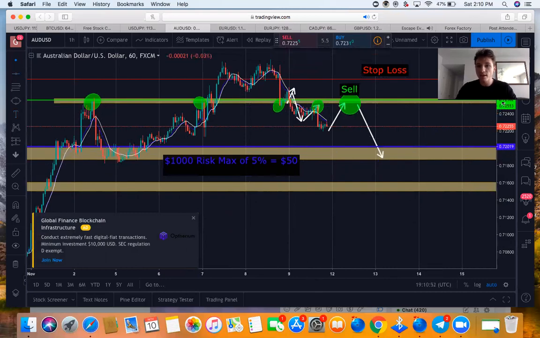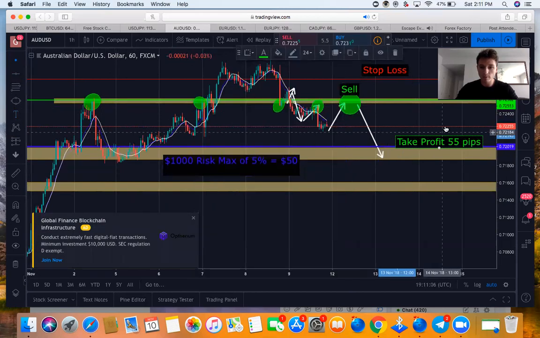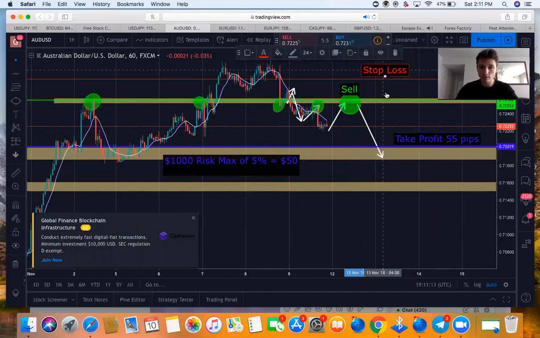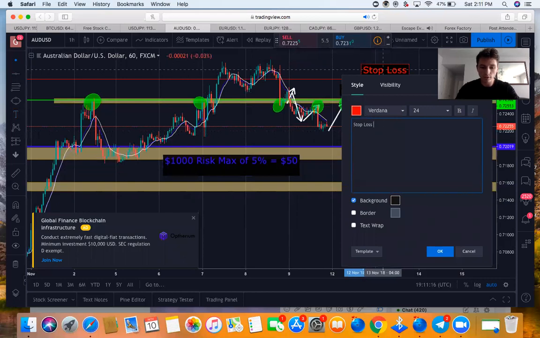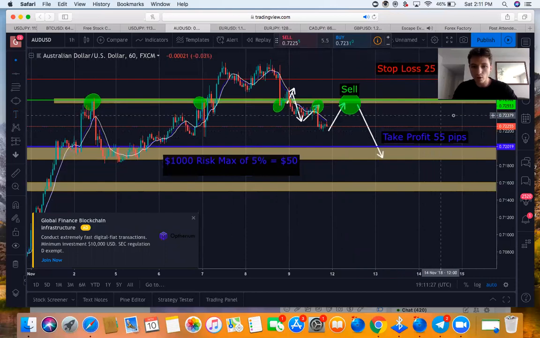So now what this is going to be is 7,200. That is 55 pips. That take profit is at 55 pips. Blue, let me do this. Stop loss of 25 pips. That's it. This is it, ladies and gentlemen. Okay, so that's what we're looking at. Let me move this over here.